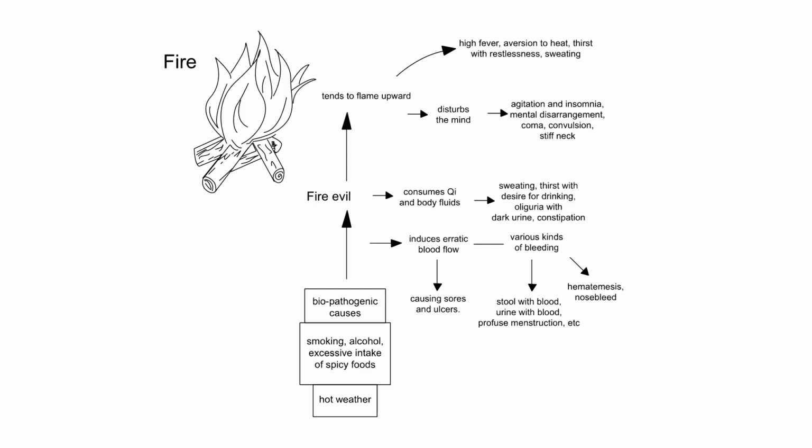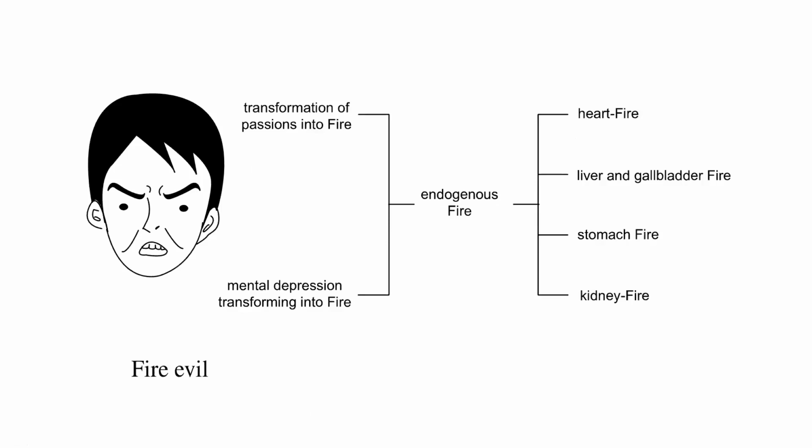Various kinds of bleeding, like hemoptysis, nosebleed. It could also affect the stool with blood, urine with blood, profuse menstruation, etc. So here the fire evil, transformation of passion into fire, or mental depression transforming into fire could result in endogenous fire, having the result of heart fire, liver and gallbladder fire, stomach fire, and kidney fire.